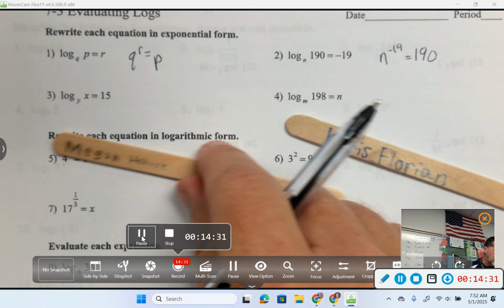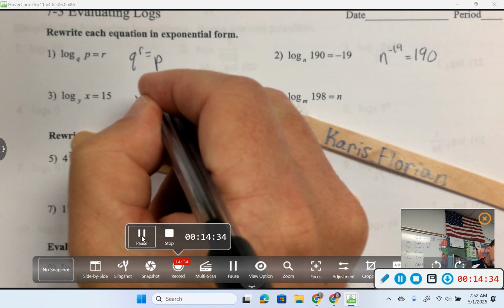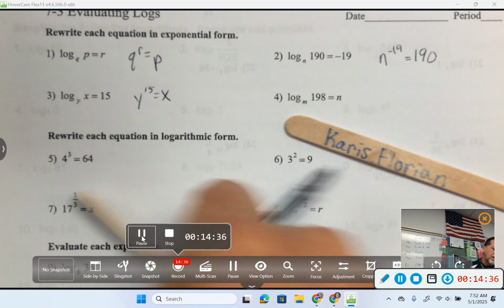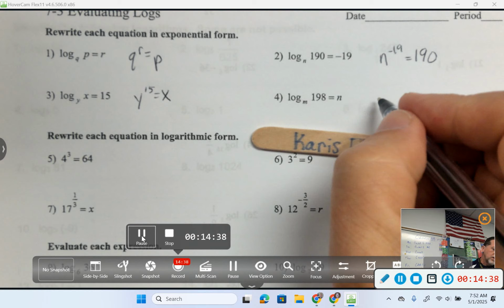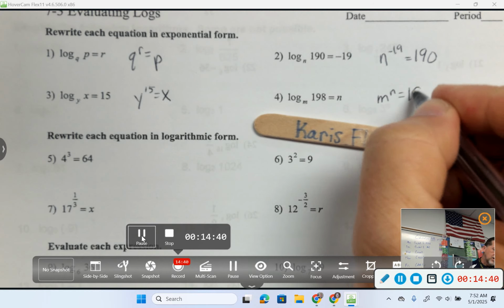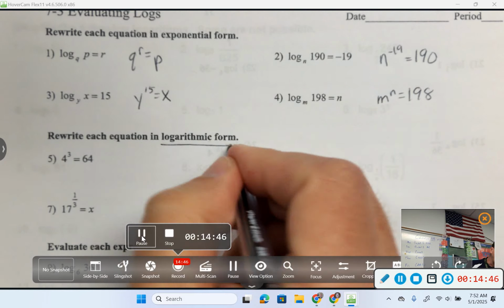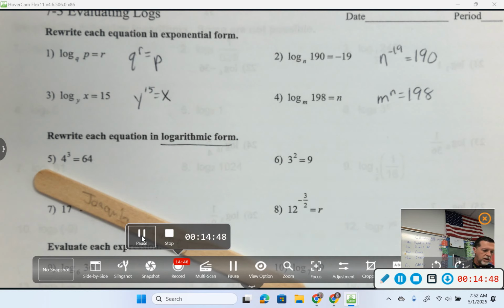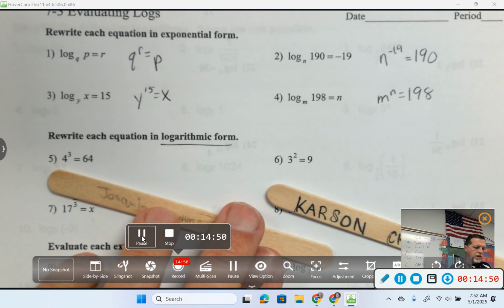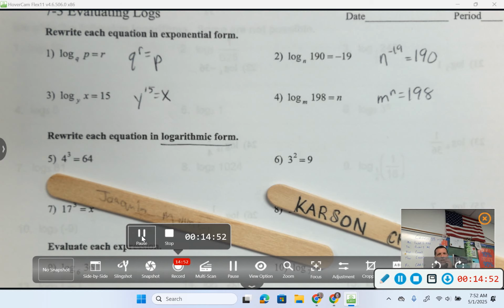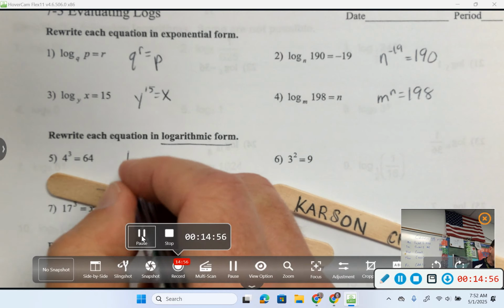Megan, number 3? Is it y to 15 x? Yes, it is. Karis, number 4? M to the n equals 1. Yep. Okay, now the next set, I don't know that we did any of these. It's kind of going backwards. Joaquin, can you rewrite that one as a log? You kind of have to use the fish hook in reverse.